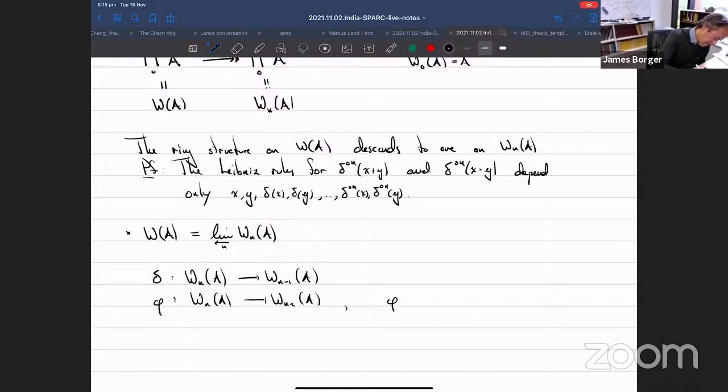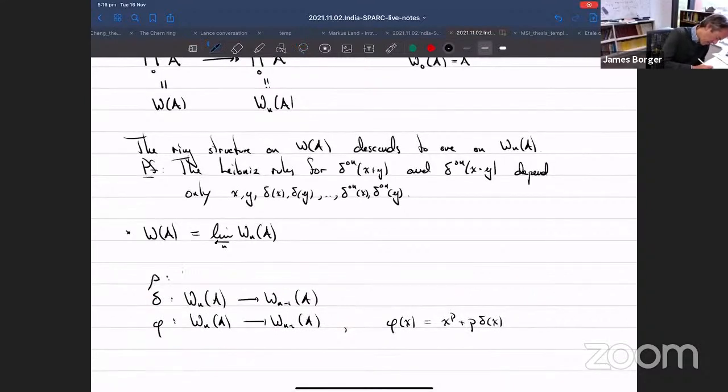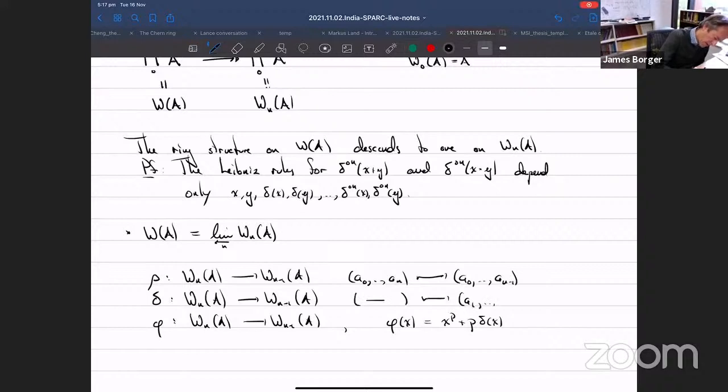If you like, Frobenius of x is just kind of formally, it's this, and so there's of course just the obvious projection. The delta is a shift, but you can also just project. Let me call that rho. It just sends a0 up to an to a0 up to an minus 1, and this one sends that to a1 up to an, and then we kind of think of rho as really just being the obvious projection, almost the identity map. So then the Frobenius is just the obvious projection plus p times this. And then this will be a ring homomorphism.